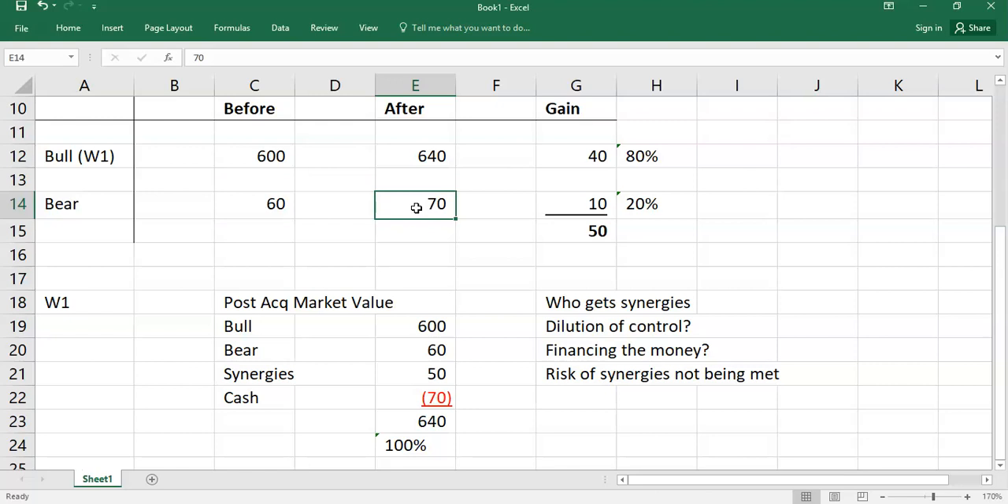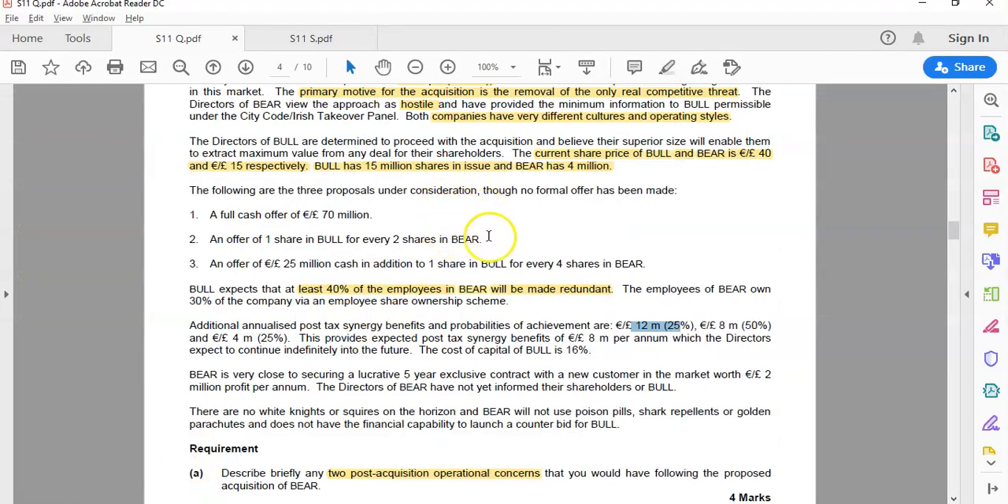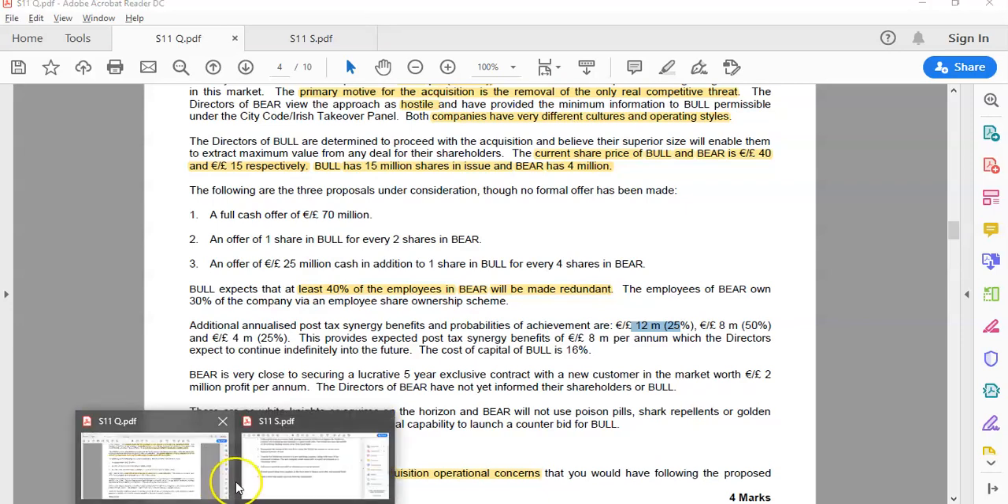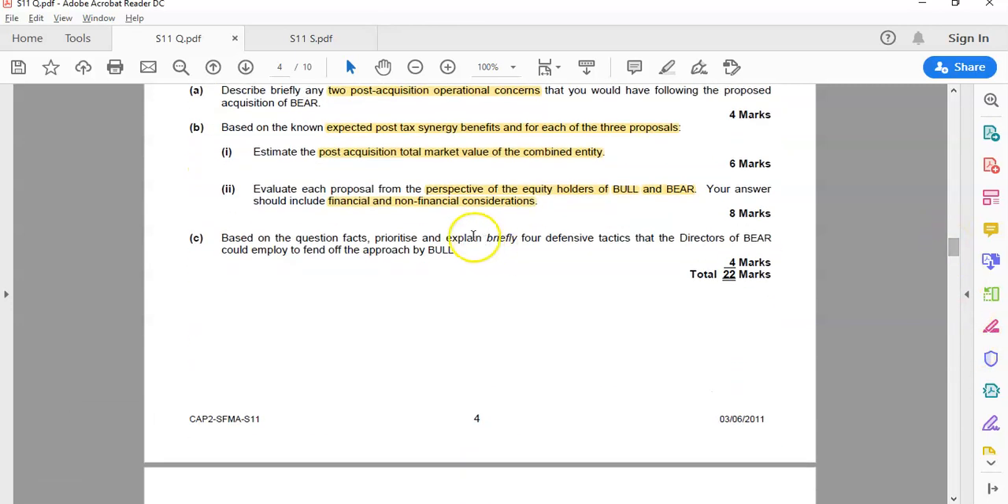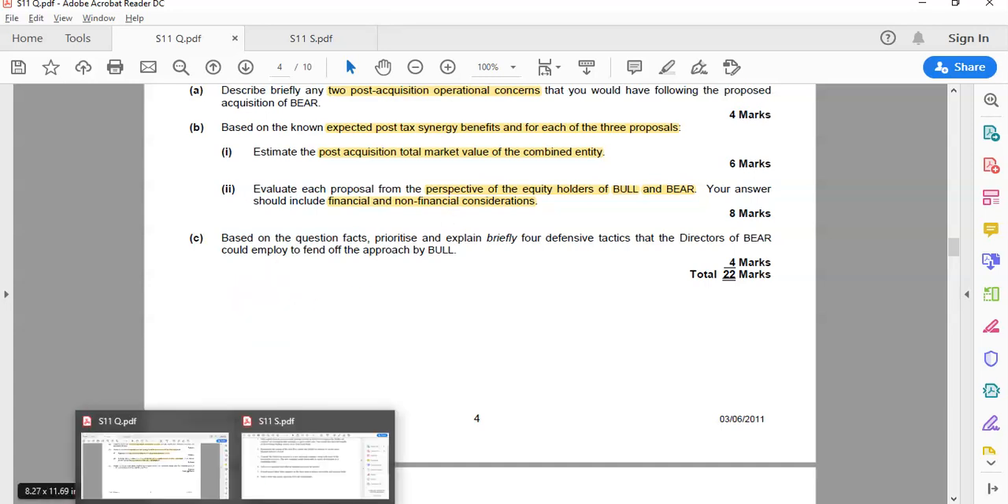They take no risk. So all the risk of the synergies not being realised, and that's a worry because of the redundancies, because of the different operating cultures, this transaction may not be as successful as they think. So the bull shareholders are taking a lot of that risk on. And that's what the examiner is looking for when they mean non-financial considerations: dilution of control. Can you raise the finance if it's all cash? Who takes the risk of the synergies being realised? All of those things are what you're looking at when you're making your commentary as well.